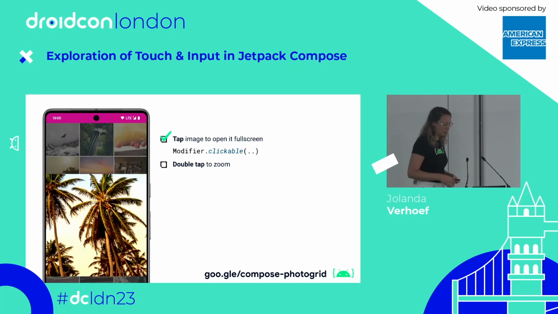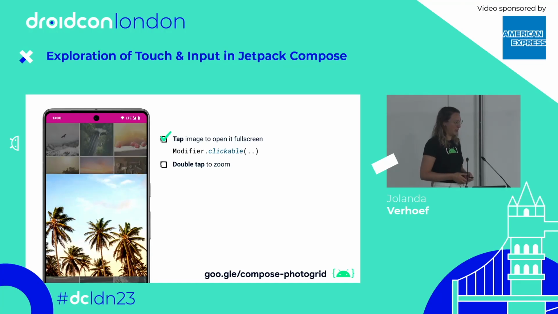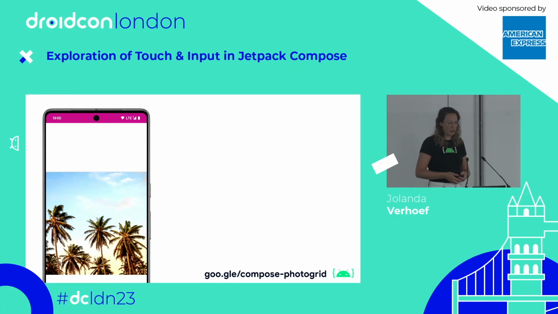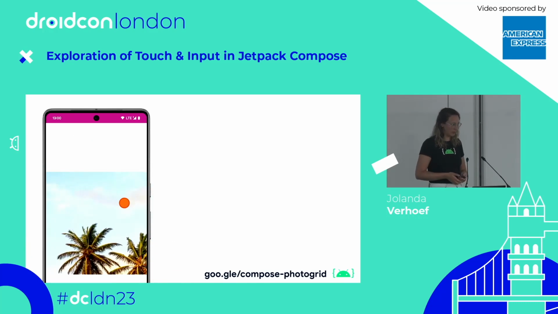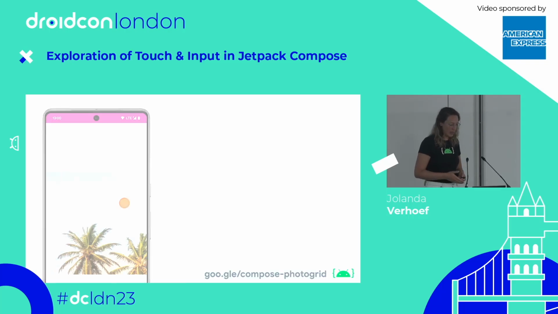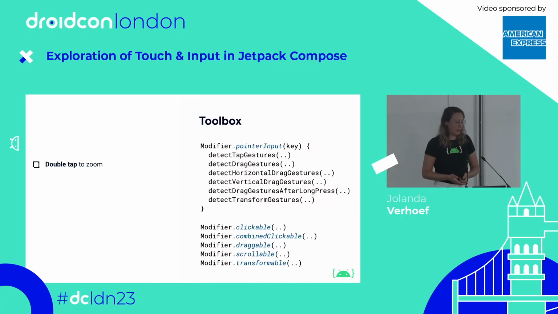So next, while showing the full screen photo, a double tap should zoom in or out. So how would that work exactly? Well, when the user double taps, we remember the tap location on the screen. We then scale the image around that point, while making sure that it stays within the bounds. So a couple of steps here. To implement that requirement, we again have two options. We can use detect tap gestures and combined clickable. Let's implement our code and see which one actually fits.